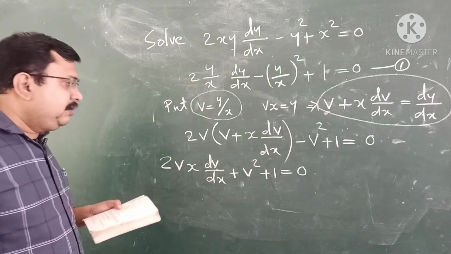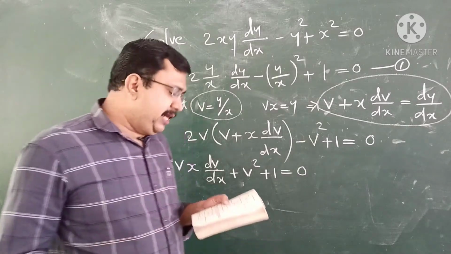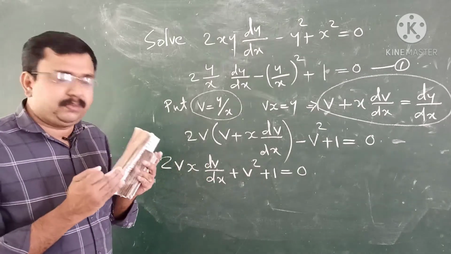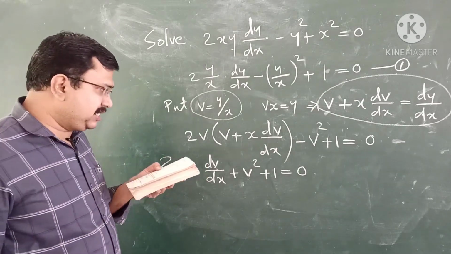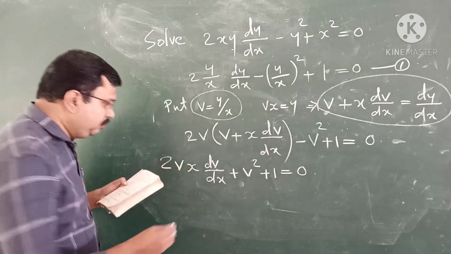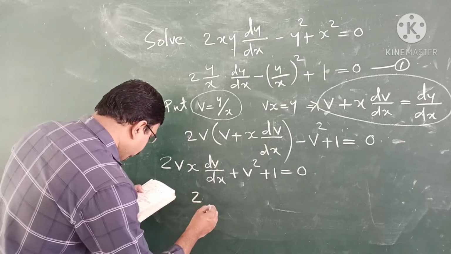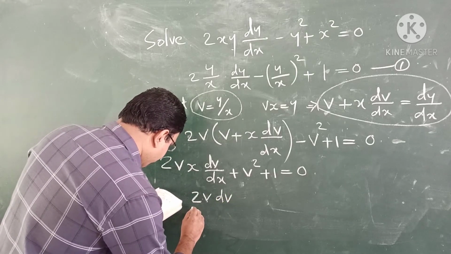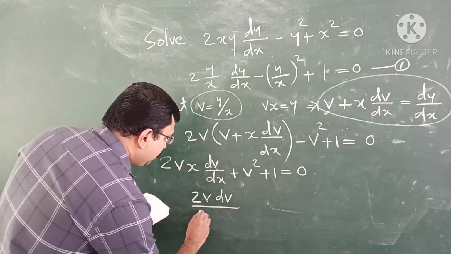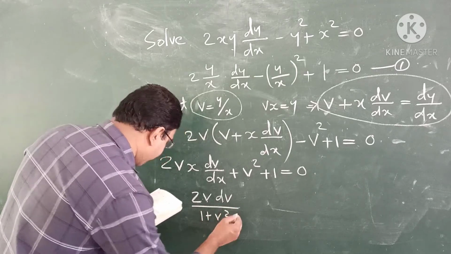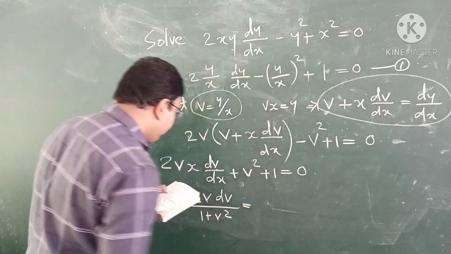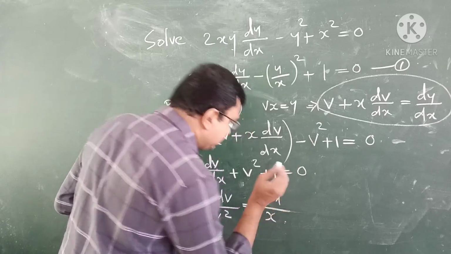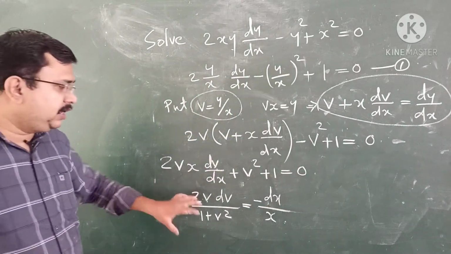Then next step is separating the variables. That means we are converting the values of v in a group and dx on the other side. Therefore, it is converted into 2v dv divided by 1 plus v square equal to minus dx divided by x.